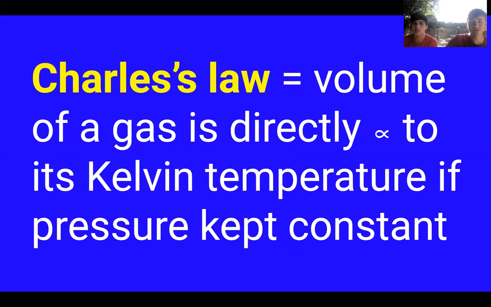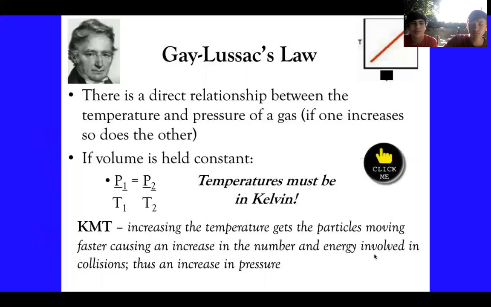Charles' law: the volume of a gas is directly proportional to its Kelvin temperature if pressure is kept constant. Gay-Lussac's law, quite a good name: there is a direct relationship between the temperature and pressure of a gas. If one increases, so does the other. If volume is held constant, P1 over T1 equals P2 over T2.